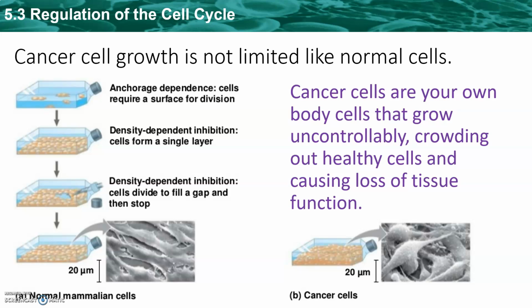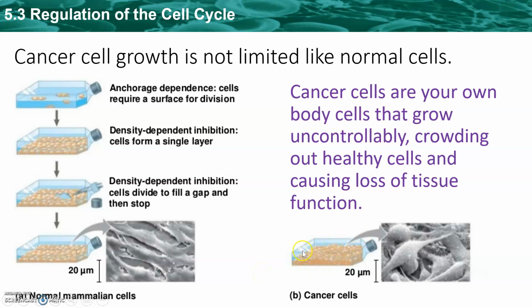Now remember that cancer cell growth is not limited like normal cells. This is just a reminder here on the left of what normal mammalian cells do. They have to be anchored to a surface in order to reproduce. And once they reproduce to fill their space, they stop reproducing so that you don't have a massive clump of cells. If you remove a section, they reproduce to fill the section, but then they stop again. That's all normal. Cancer cells do not do that.